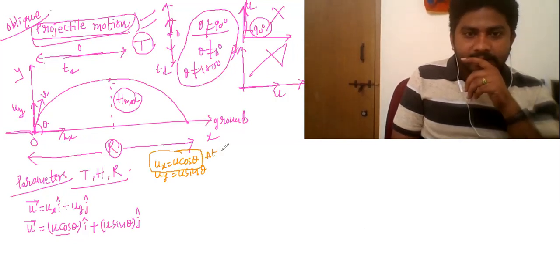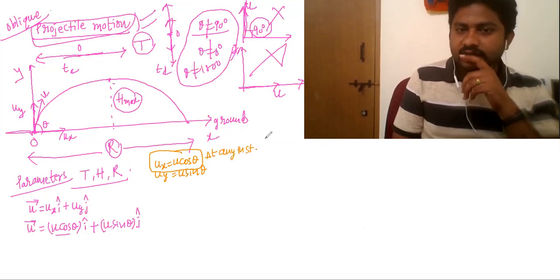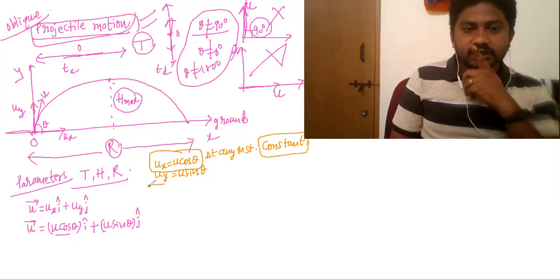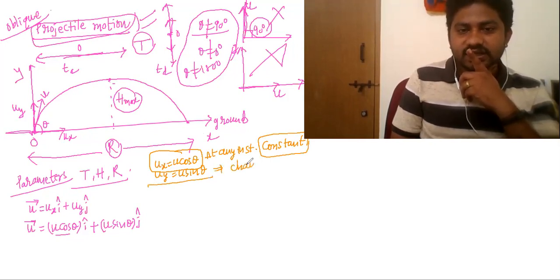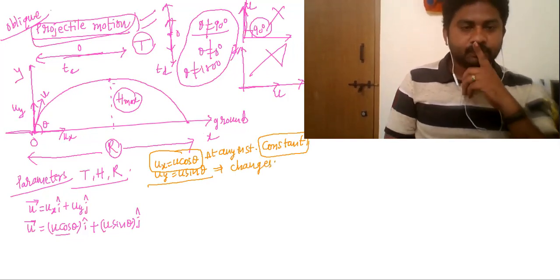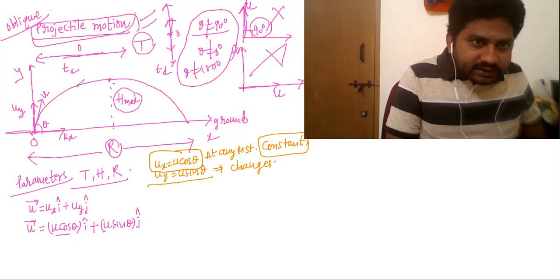At any instant of projectile motion, this u cos theta value is constant. Remember, at any instant you take, the u cos theta will be constant. U sine theta will change at any instant. You see, u sine theta will change. Why do I tell you this? At this instant, for example, right?